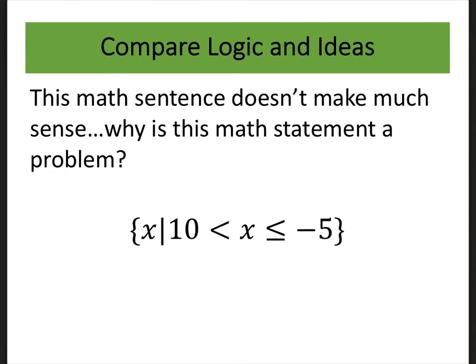So take a moment and consider why this sentence doesn't make sense. Hopefully you've taken a moment to think about why it doesn't make sense. X is greater than 10, but also less than -5. Somehow that doesn't make sense, that I'd be bigger than one value and less than a smaller value.